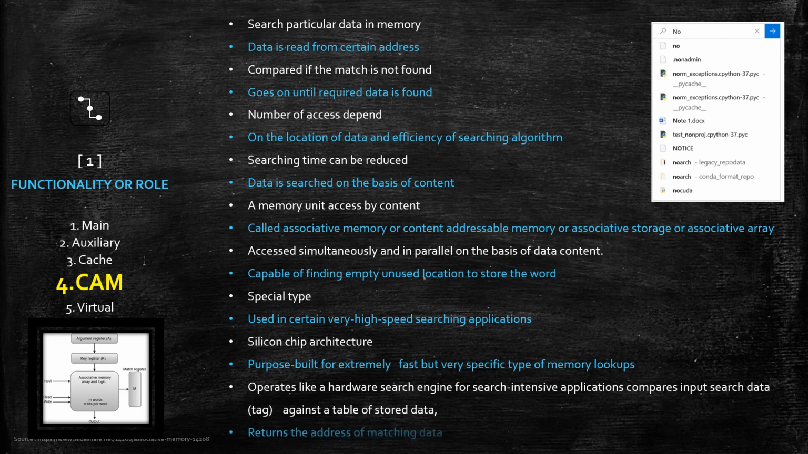And finally, when all the data is found, it returns the address of the matching data. Because if you notice, when you search for any text on the computer, it normally gives the address of where the file has actually been stored. So this is how your CAM works.